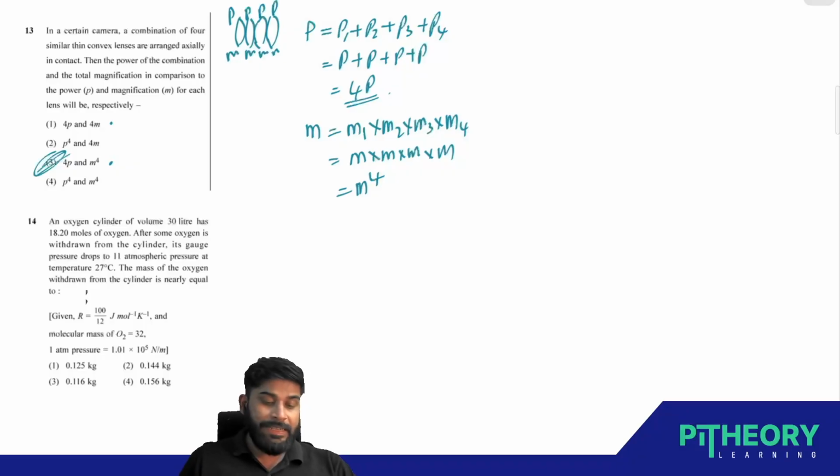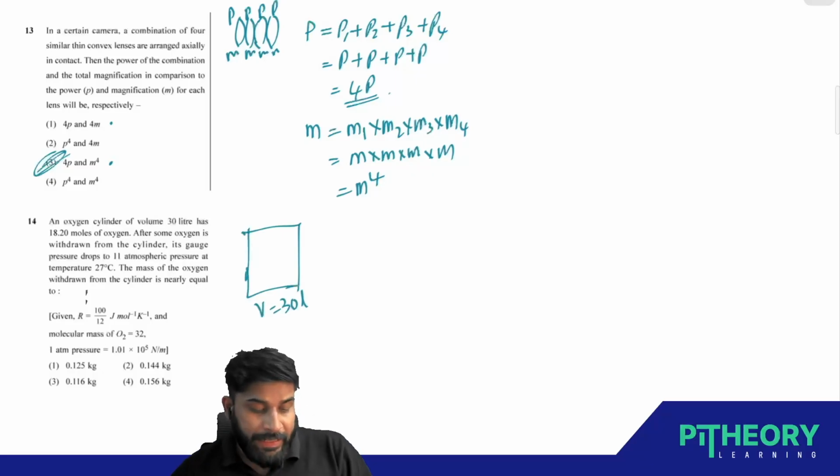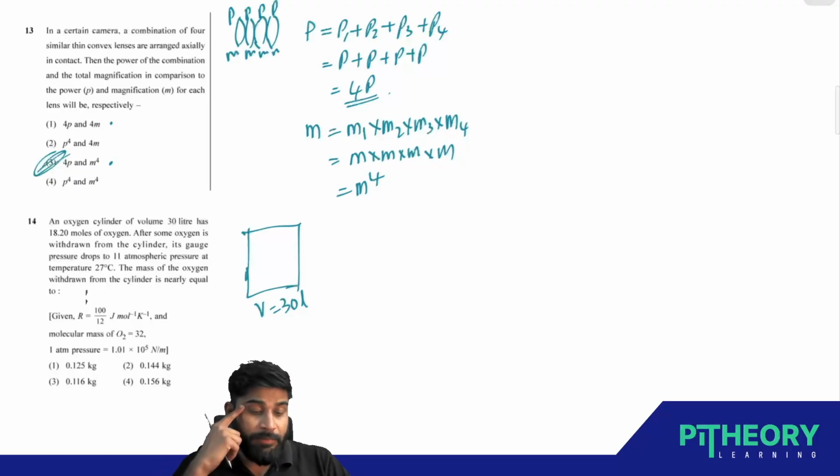Okay, the 14th question. We have an oxygen cylinder of volume 30 liters. V is equal to 30 liters. It has 18.20 moles of oxygen. Number of moles are given. After some oxygen is withdrawn from the cylinder, its gauge pressure dropped to 11 atmospheric pressure at temperature 27 degrees Celsius. This is happening at 27 degrees Celsius. The mass of the oxygen withdrawn from the cylinder, how much is it nearly?